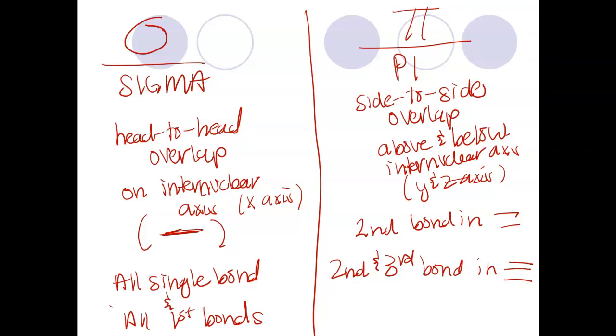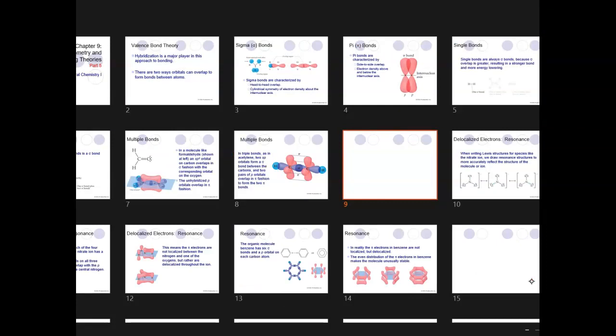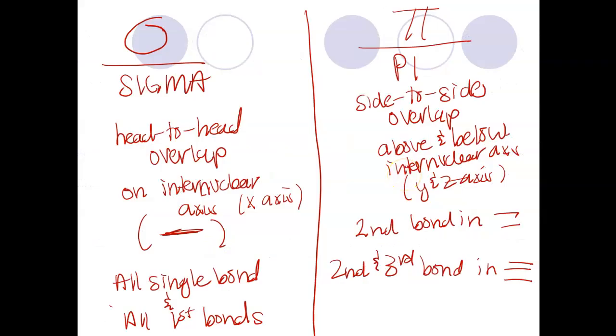So be prepared to answer these types of questions about sigma and pi bonds. I could just draw you a structure and say count how many sigma bonds and count how many pi bonds there are in this structure. We'll practice that here in a minute.